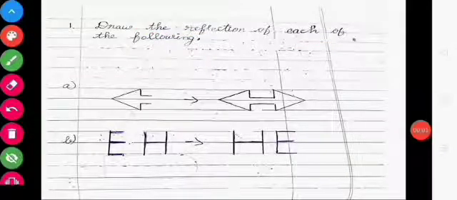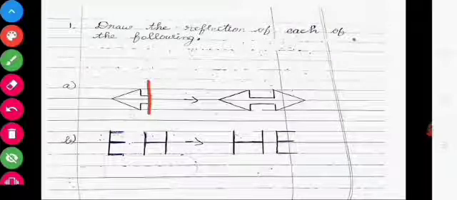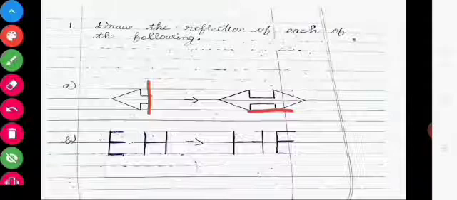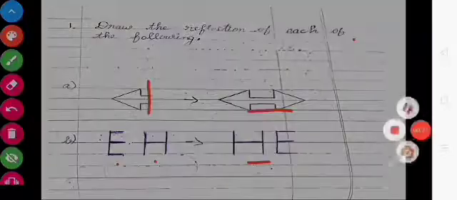Look here. See the first one. Half of the shape is reversed from left to right. So it is a mirror image. See the next one, the alphabets E and H. E and H are reversed from left to right. So it is also a mirror image. We can say it is a reflection.